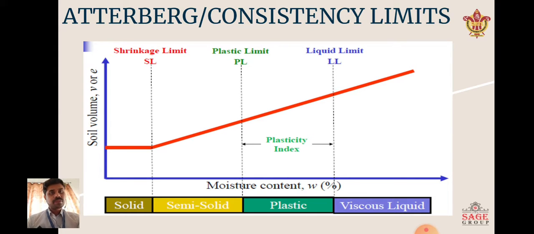Basically, we can categorize soil into four types according to the moisture content. The first one is solid, the second is semi-solid, the third is plastic, and the fourth is viscous liquid. In the solid part, the volume will not increase when we increase the water content, but at a point the volume will also increase, when it becomes semi-solid. Up to the plastic limit, the soil will behave as a semi-solid, but after the plastic limit it will behave like a plastic. Up to the liquid limit it will behave like a plastic, and after that it will behave like a viscous liquid. So there are three limits which define the behavior of the soil. These are the shrinkage limit, plastic limit, and liquid limit.